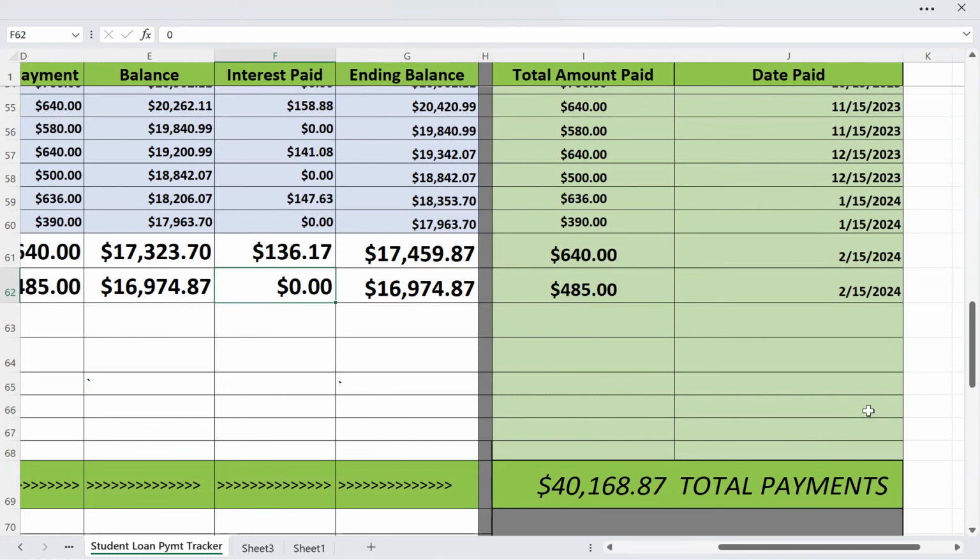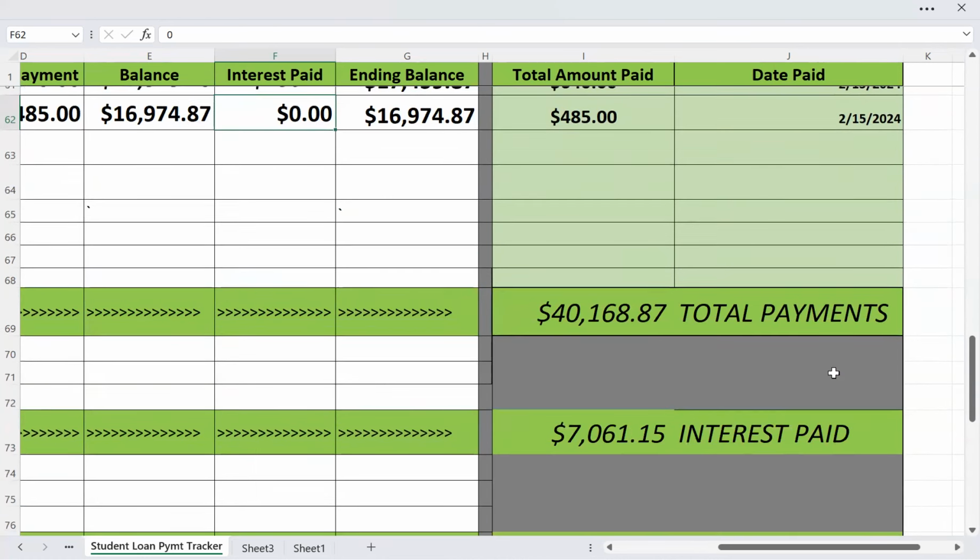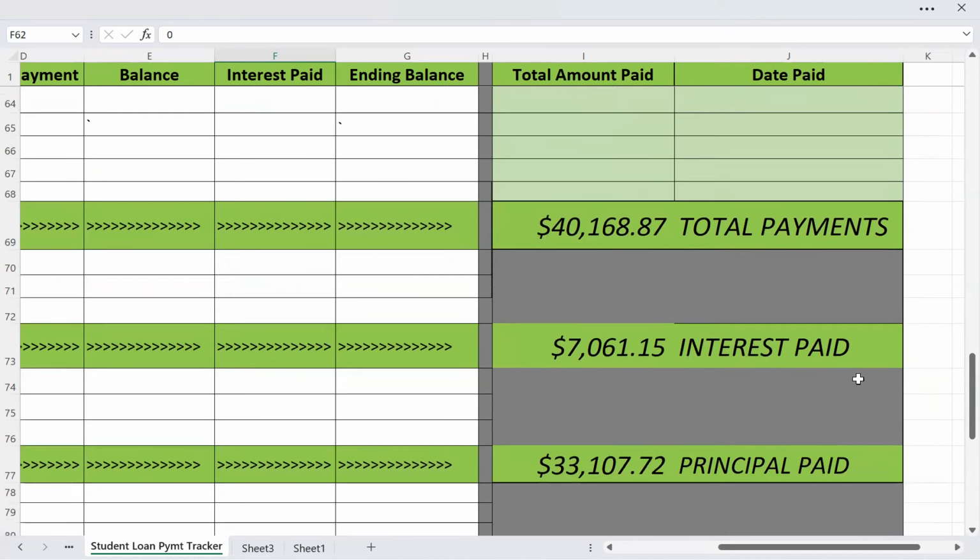But I wish I had that car screech tire sound. But of course, interest is always rearing its ugly head. So I have paid a total of $7,061.15 in interest. Boo, right? That is what SoFi got out of this 40,000. And so $33,107.72 is what was paid for the principal of the loan.